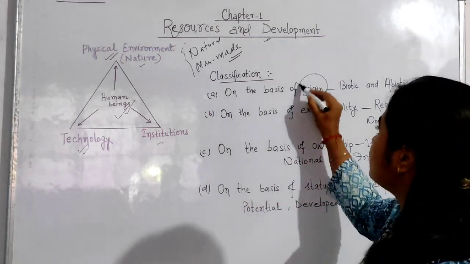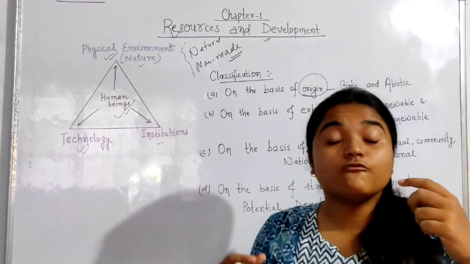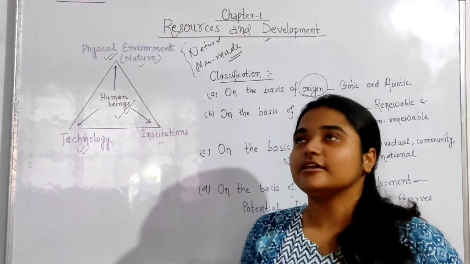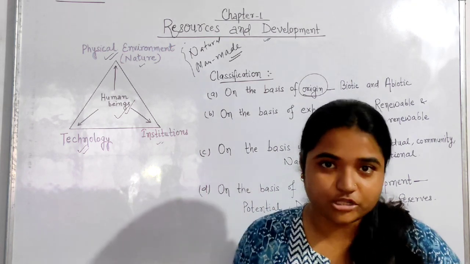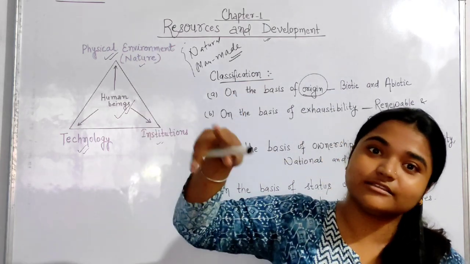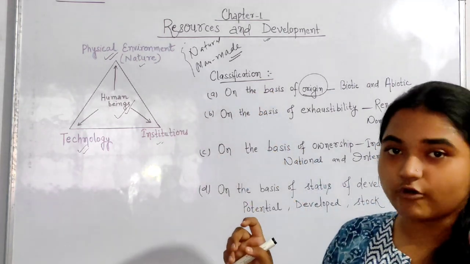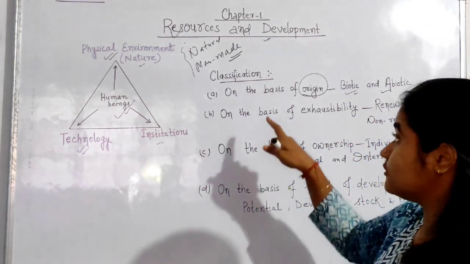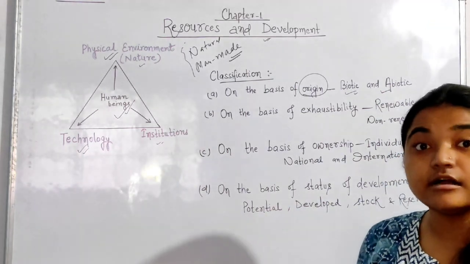At first it is the origin. Origin means from where the thing has originated, came, right? Like if we take an example of childbirth, obviously we know where our origin is: our parents, from their parents, then their parents, like this. So at first the classification is on the basis of origin. There are two types of resources on the basis of origin. One is the biotic and second is the abiotic.